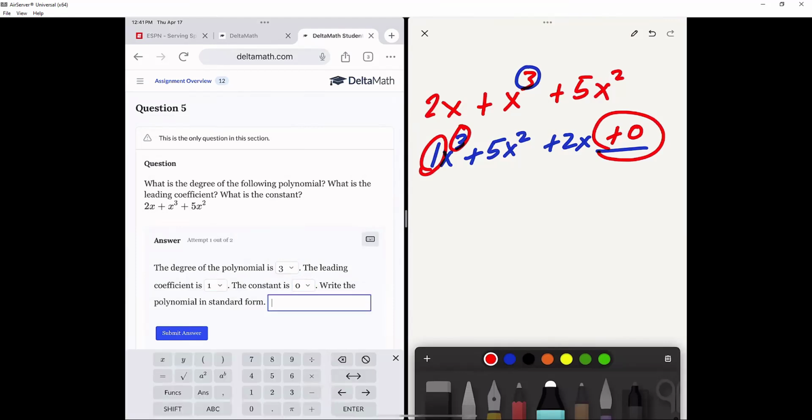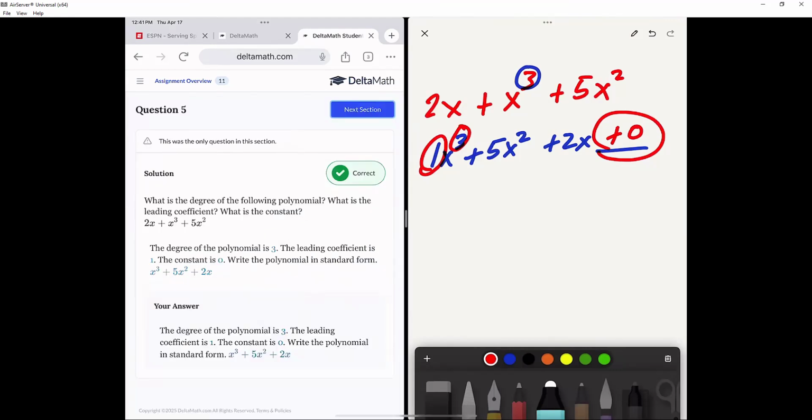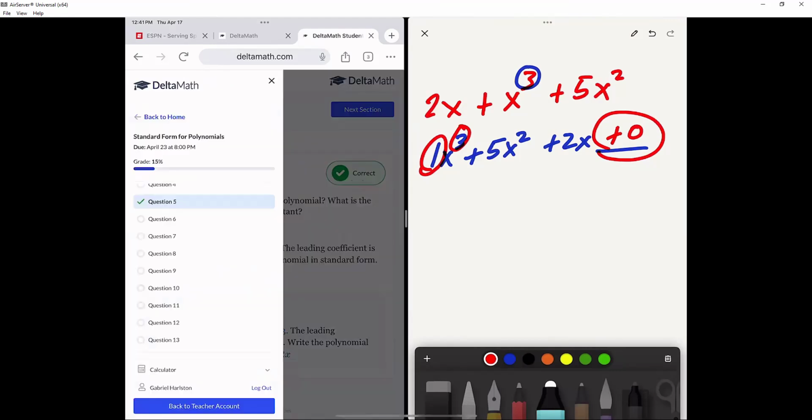We would just go x to the 3rd power. Notice I didn't put the 1. I could have, but you don't need to. 5x squared plus 2x. And again, I don't have to put the plus 0. So even though there's nothing there, I know that the constant is 0. So if I submit this, it says, nice job. All right, I got one more I want to do, and then I'm going to wrap this up.